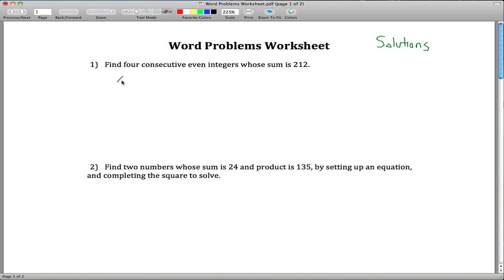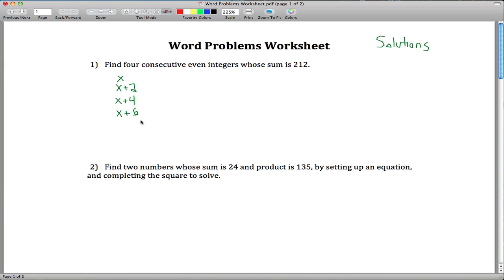If you follow the hint that I give you at the bottom, I let x be the smallest of these. So then x plus 2 would be the next one, since they're all even integers. And then the next one would be x plus 4. And the last one would be x plus 6. So 4 consecutive even integers, that's why they're all 2 apart, whose sum is 212.